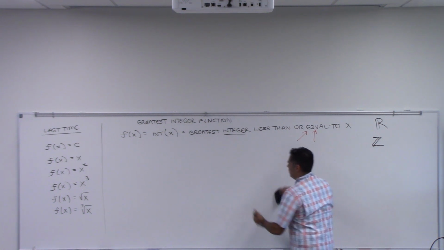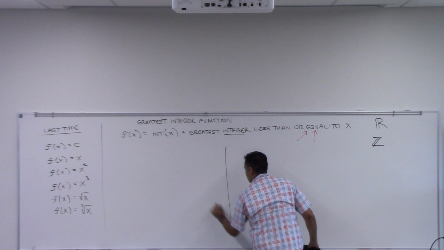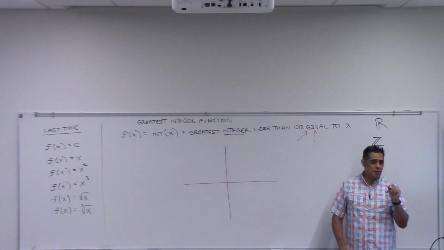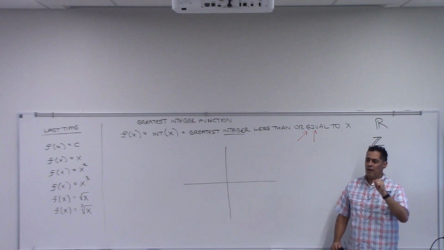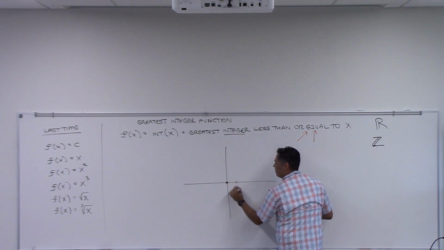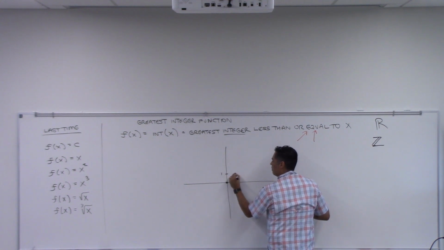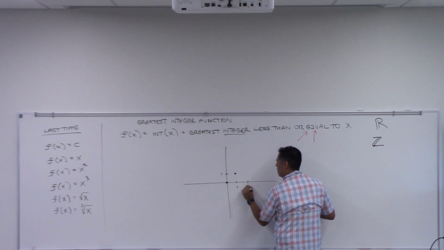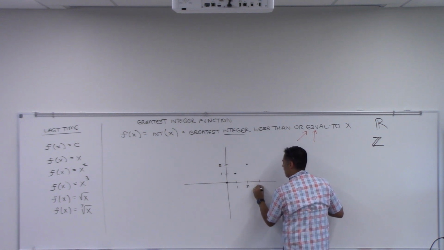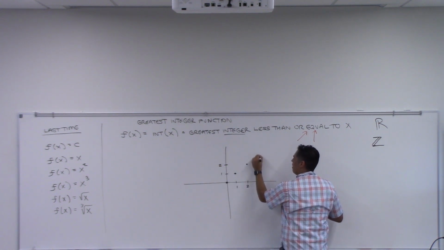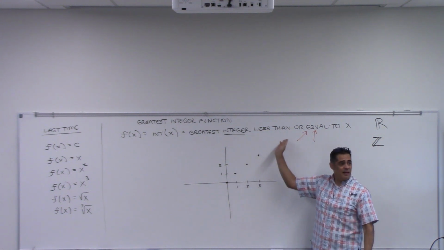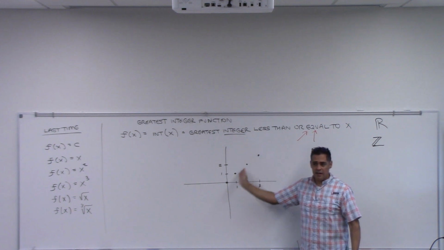So to graph this, let's see what it looks like here. Let's start with the easy stuff. Let's plug in integers first. If I plug in 0, I get 0. If I plug in 1, I get 1. When I plug in 2, I get 2. When I plug in 3, I get 3, right? What is that looking like so far? Like the identity, kind of, right? Isn't that looking kind of like the identity?